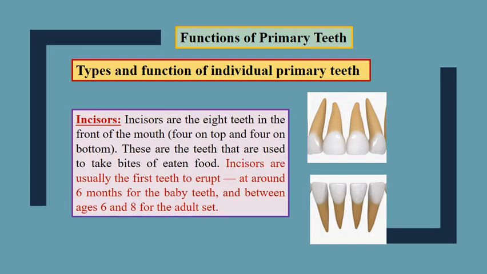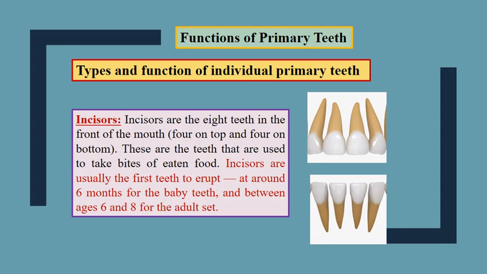Now with types and functions of individual primary teeth, we begin with incisors. Incisors are the 8 teeth in the front of the mouth. إذن هي 8 أسنان موجودة في مقدمة الفم, 4 in top and 4 in bottom, 4 في الفك الأعلى و4 في الفك الأسفل. These are the teeth that are used to take parts of eating food. إذن أهمية هذه الأسنان ترجع إلى أهميتها من ناحية تقطيع الطعام.